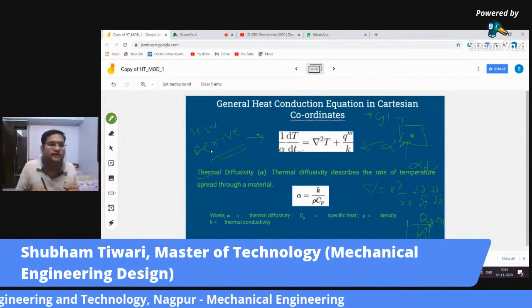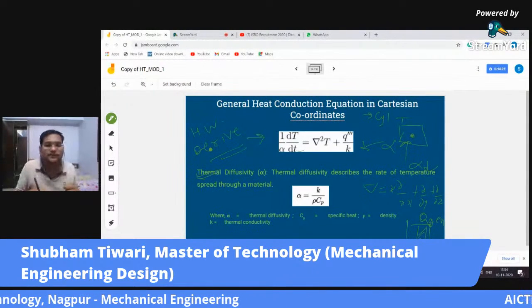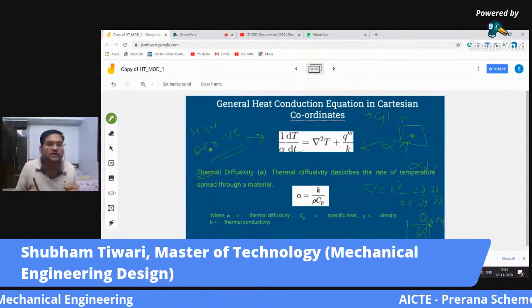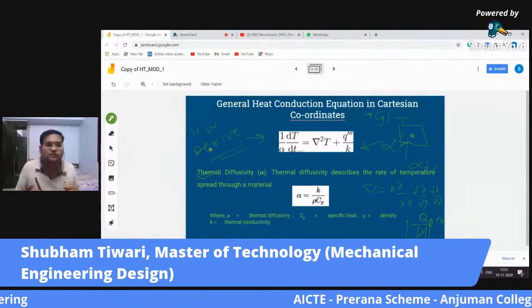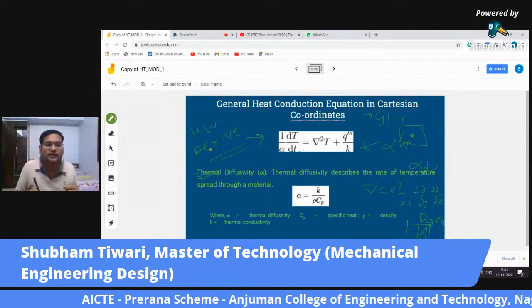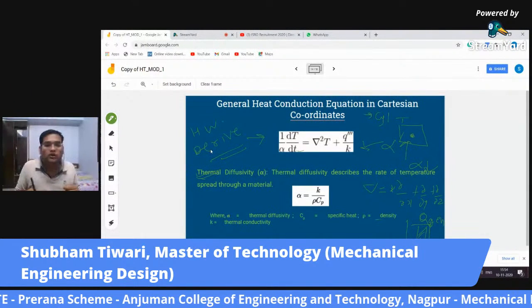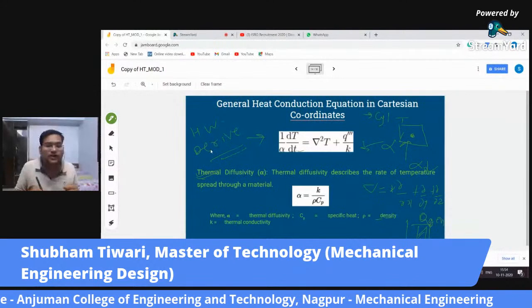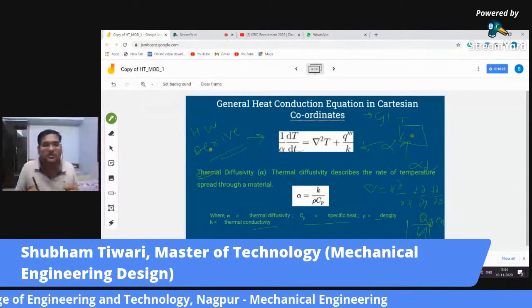But thermal diffusivity is an important concept. It is going to help us in the future lectures as well. Alpha is K upon rho Cp. K is thermal conductivity, rho is the density of the material, and Cp is specific heat.